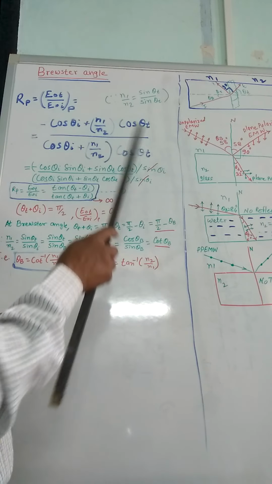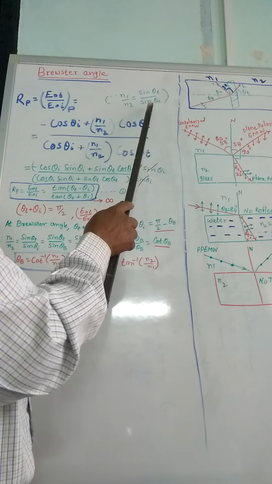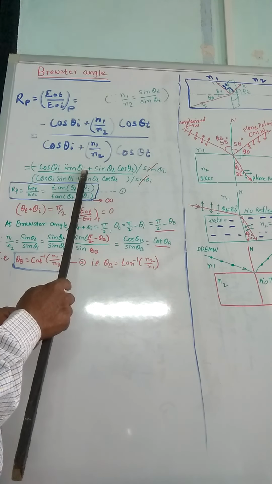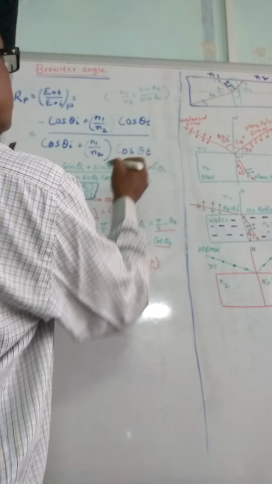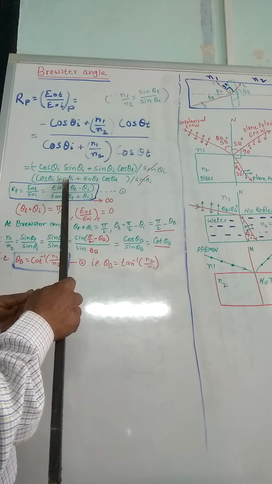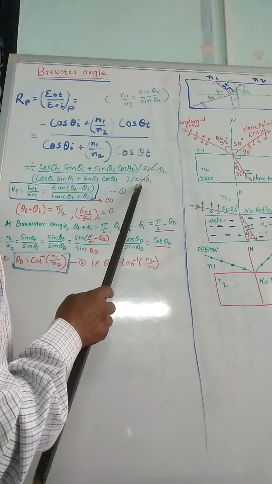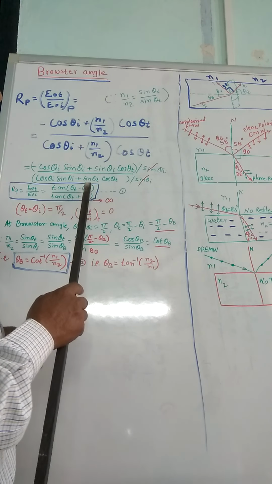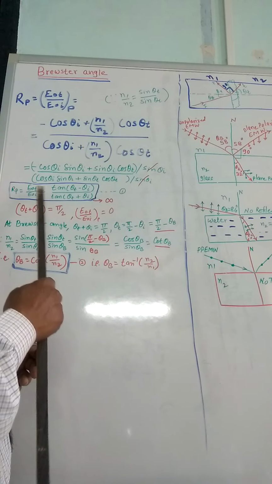Then by Snell's law, you know that n1 by n2 equals sin theta T by sin theta I. Now putting this value in this equation and taking sin theta I as the LCM, we can write this equation as cos theta I into sin theta I plus sin theta T into cos theta T, divided by cos theta I sin theta I plus sin theta T into cos theta T. This can be written as tan of theta T minus theta I in the numerator, and similarly in the denominator tan of theta T plus theta I. We can label this as equation 1.